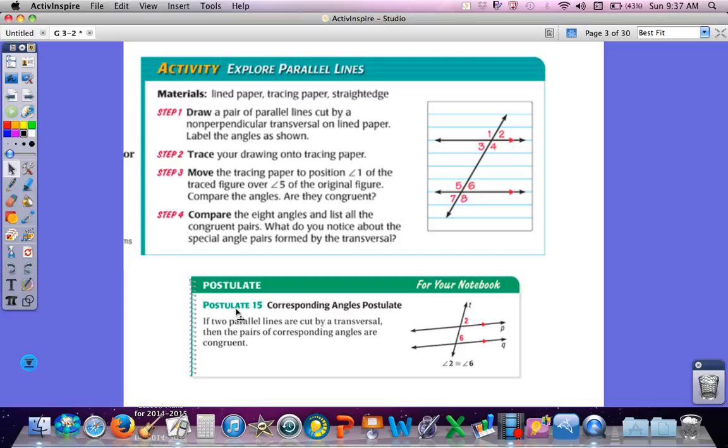So there is a postulate 15. What I want you to know is the corresponding angles postulate, which says what you just saw. If two parallel lines, so P and Q, are cut by a transversal, then the pairs of corresponding angles are congruent. So 2 and 6 are congruent. In this example here, 1 and 5 would have been congruent, 3 and 7 would have been congruent, 4 and 8 would be congruent.